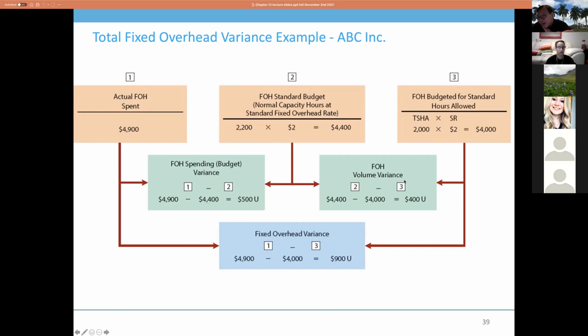So volume variance. This is the only time we use the term volume variance, right? If in exams we are talking about a volume variance, you should know they refer to the fixed overhead cost, right? And you should know how this is calculated, right? It's calculated by 2 minus 3 here.